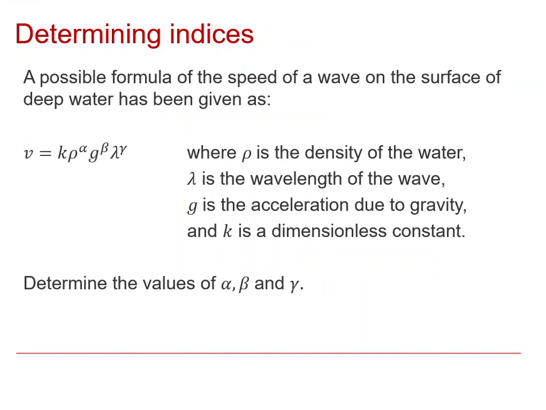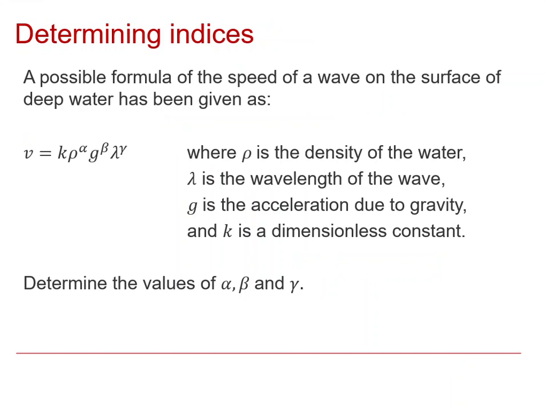Well, we might speculate that the density of the water ρ would contribute. The wavelength lambda would contribute. The acceleration due to gravity would contribute. When I say contribute, we're saying that we expect the resulting velocity to be dependent in some measure on those different characteristics. So we've expressed that dependence by putting in the three factors ρ, g and lambda with unknown indices alpha, beta and gamma.